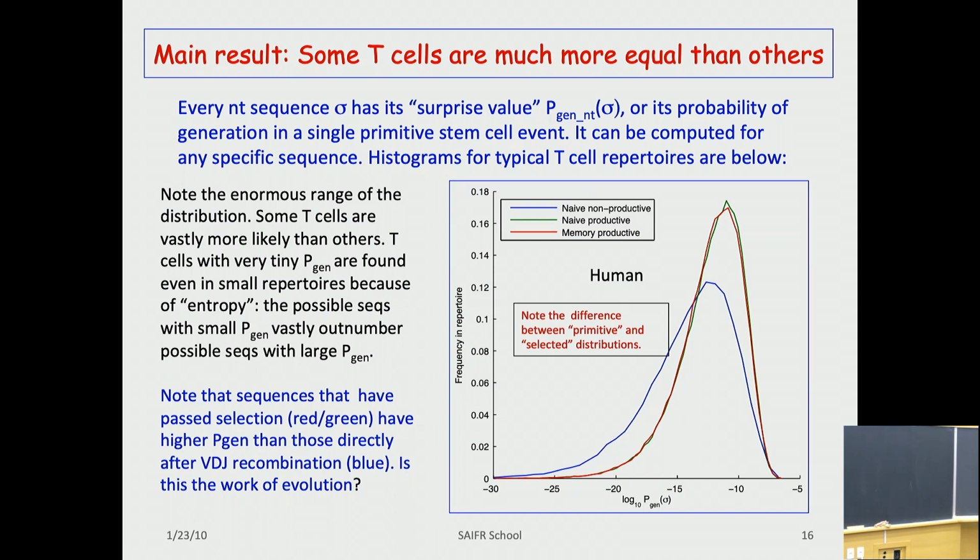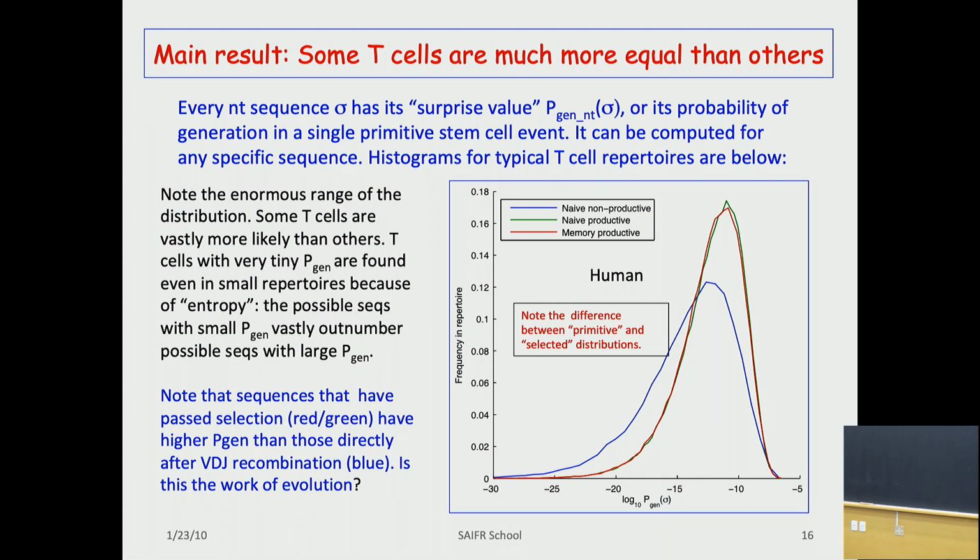And it runs down to 10 to the minus 25. Occasionally you see somebody whose generation probability is 10 to the minus 30. You can make a histogram, okay? And indeed, this blue curve is what the histogram of the sequences that come directly out of the generation mechanism looks like. This is the observed distribution, if you will.